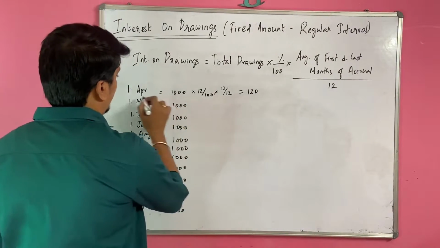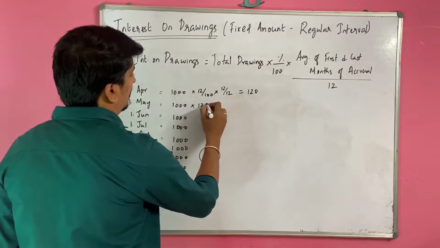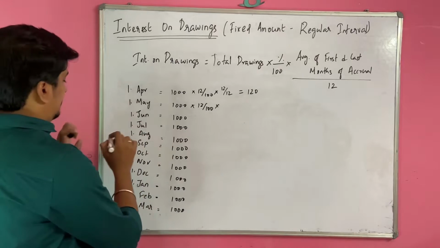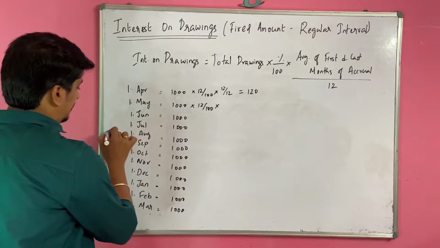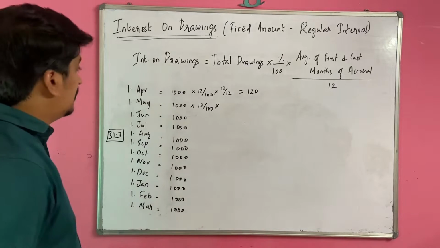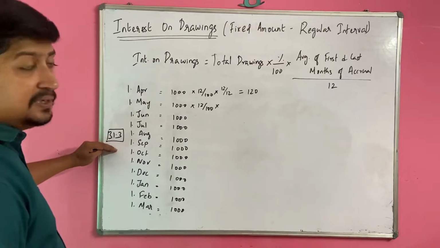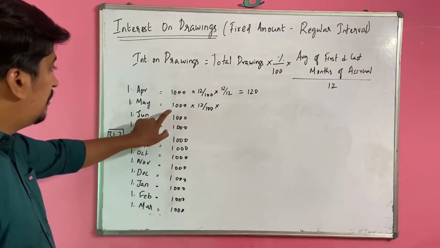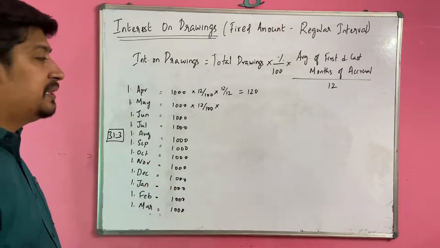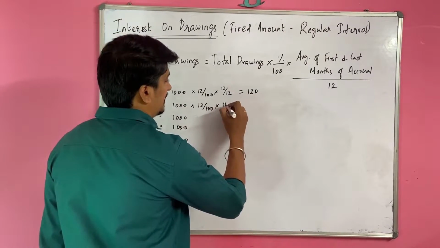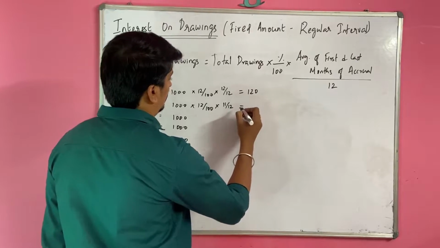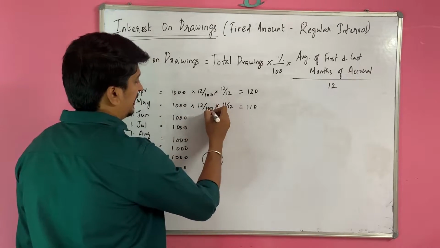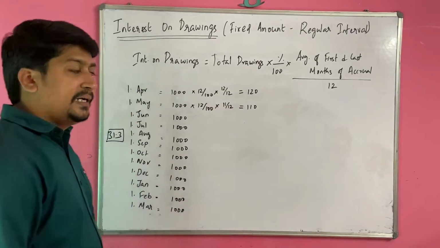Now, similarly, for the second drawing, he has to pay interest at 12%, so 12 by 100, for a period of 1st May to 31st March. Each and every drawing you have to compare with the end of the year. So he will pay from May to 31st March. Only April is over, so the remaining 11 months he has used this second drawing. So he has to pay 11 months' interest for this drawing. So it is 11 by 12, and it will be 110. Similarly, 12 will get cancelled, 20 will get cancelled, 10 into 11, 110.